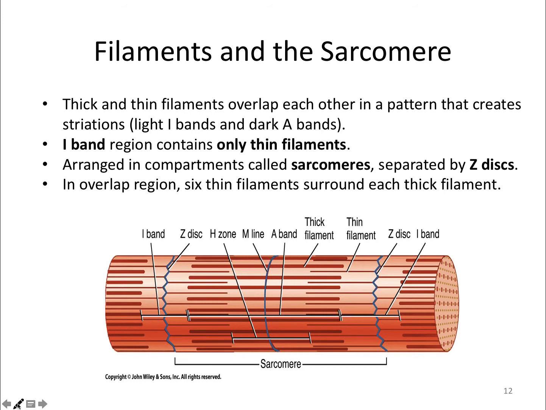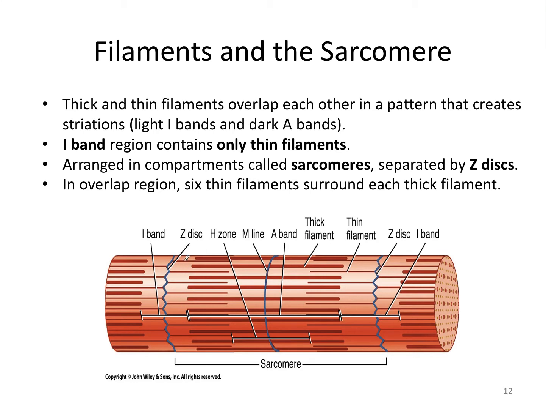I mentioned when I was describing the myofibril that the thick and thin filaments overlap each other, and that happens in a pattern that creates those striations that I showed you earlier on the light micrograph. Here we can see a thick filament, and it comes in a comb-like array with other thick filaments, so it has teeth like a comb. Over here we have another comb-like array, but this is thin filaments, and the teeth overlap each other a little bit. The I band is the region that contains only thin filaments.